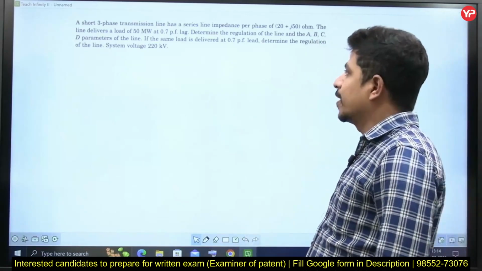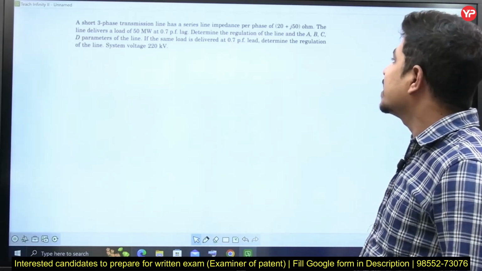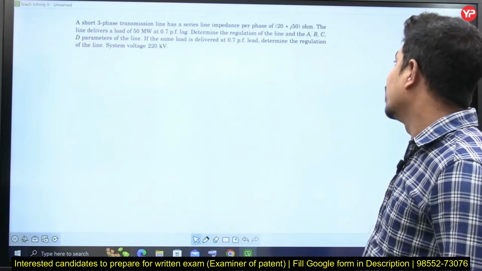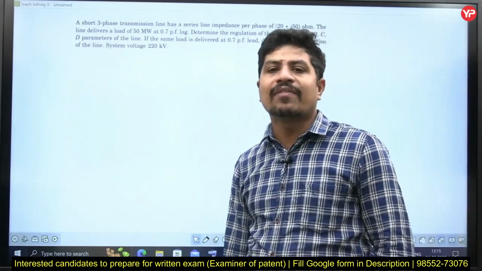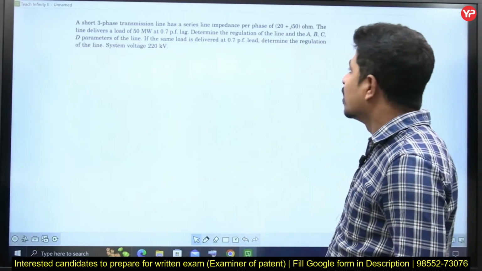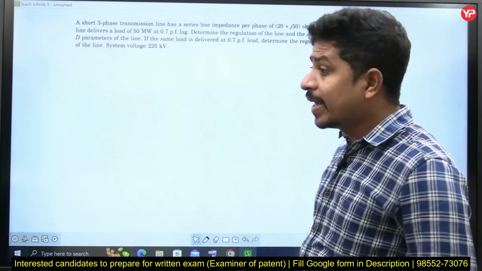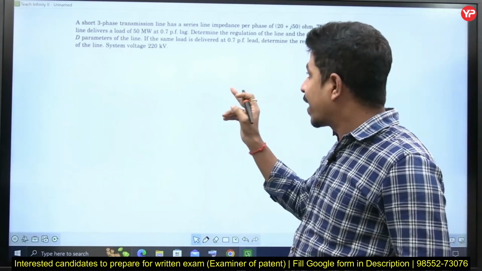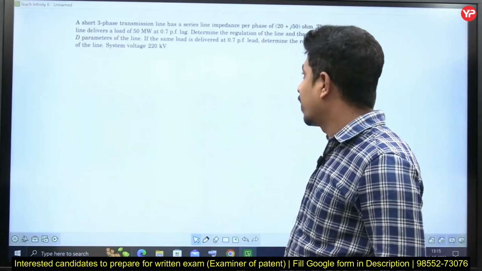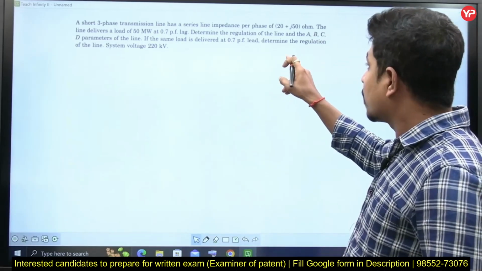The very first question is: a short three-phase transmission line has a series line impedance per phase of 20 plus j50 ohms. He is saying that it is a short transmission line which has series impedance of 20 plus j50. The line delivers a load of 50 megawatt at 0.7 power factor lagging. These are the load values. Determine the regulation. The question is about regulation.